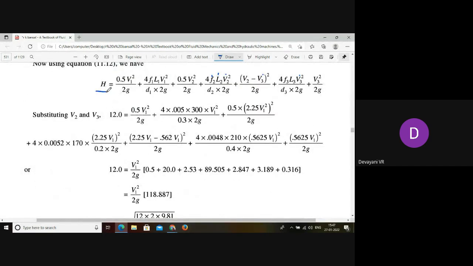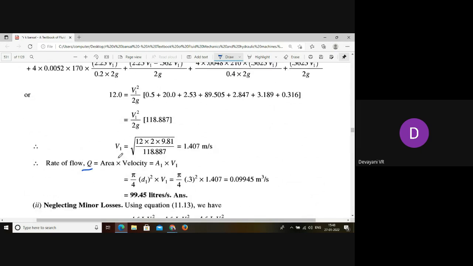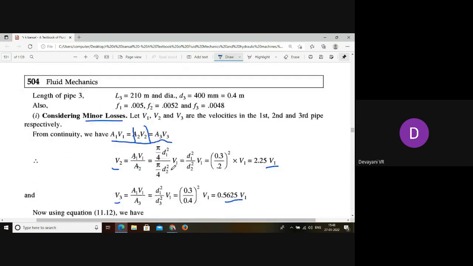We know the H value also. So H equals 12, and substituting all the values and getting everything in terms of V1, we can get the equation like this. Finally, simplifying that, we get V1 equals 1.407 meters per second. Now we can calculate the rate of flow.